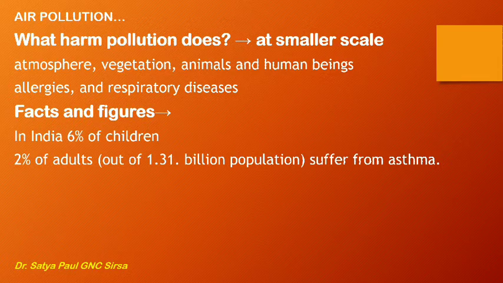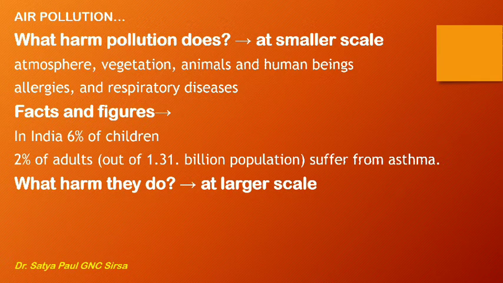6 or 2 may appear a small figure, but when you calculate 6% of the children and 2% of the adults out of 131 crore, it is a big data. So the number of people suffering from asthma is big data. So many people have been adversely affected by air pollution.